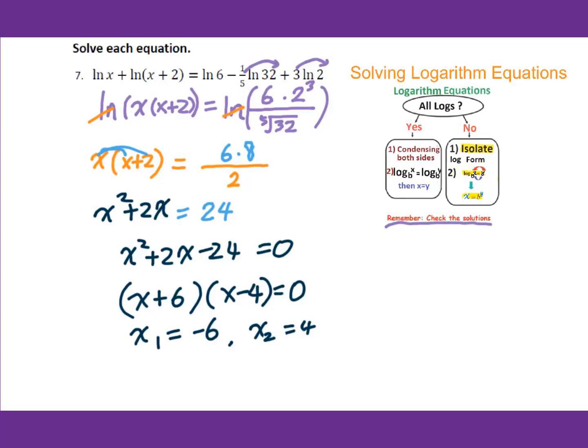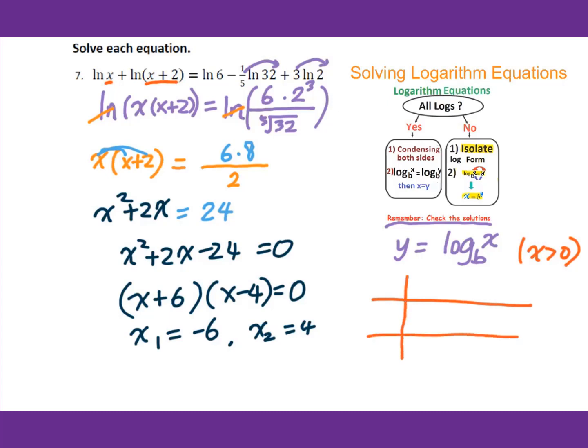How to check the solutions? We know that for y equals log base b of x, the argument has to be greater than 0. Therefore, we only check the argument. For the argument, go back to the original logarithm equation. We have x and x plus 2. Then we got solutions: negative 6 and 4.